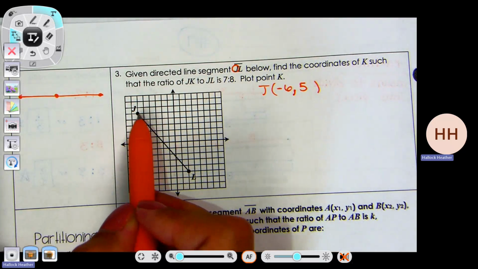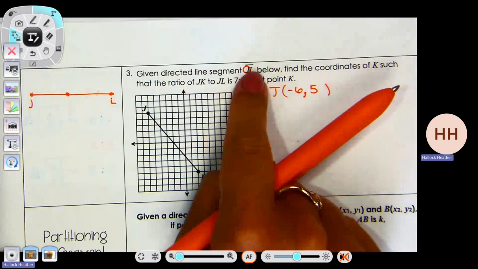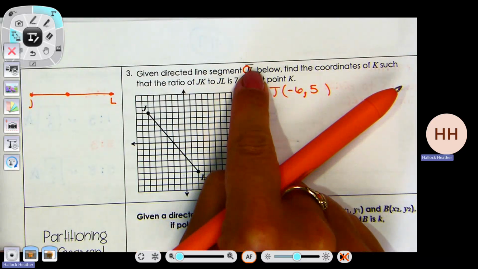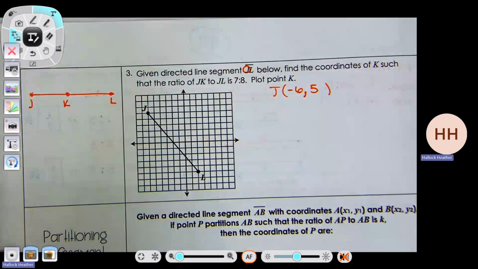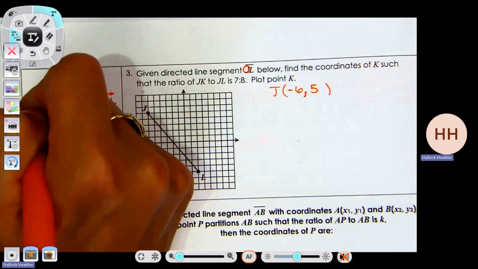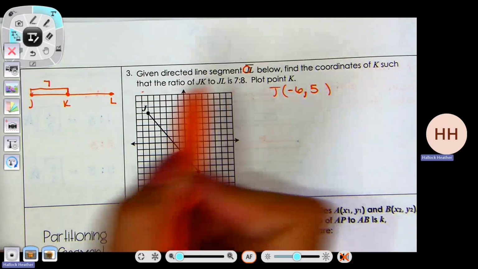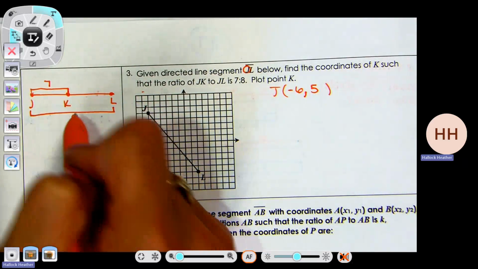Okay. And then you should have gone over here and drawn a little line. You have J and L at the ends because that's what it says. K is somewhere in the middle. And then it says the ratio of J to K is 7. So J to K is 7 pieces. And then J to L is 8. So actually 8 goes all the way across.